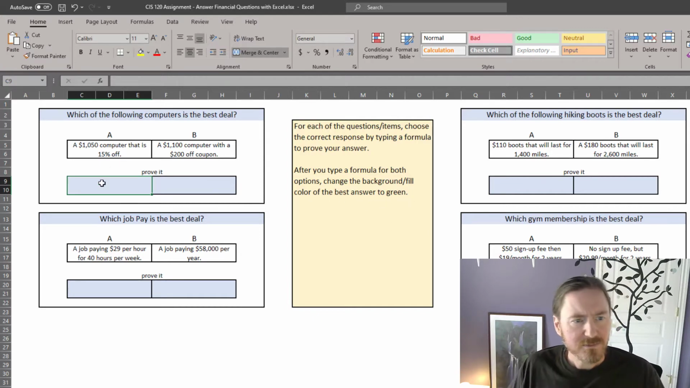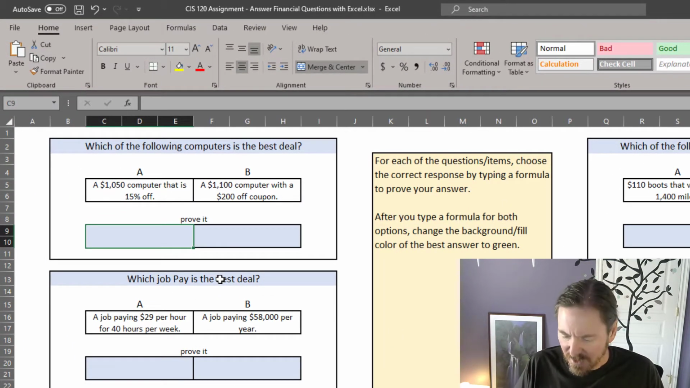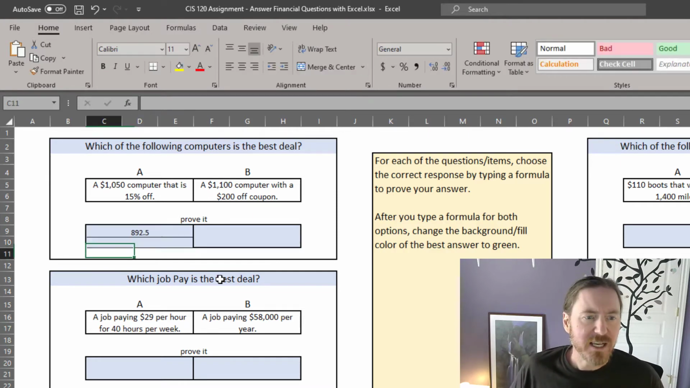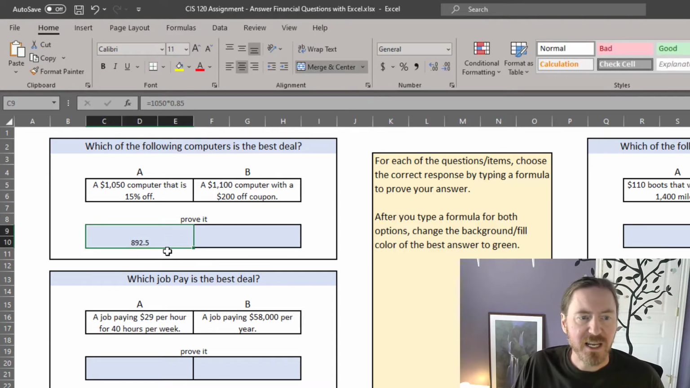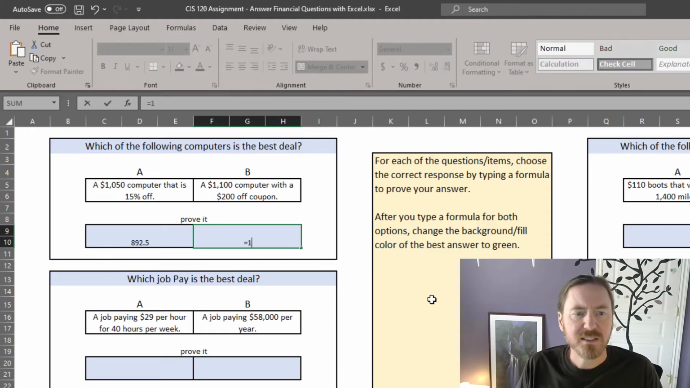Cool. All right, well, let's figure this out. If a computer is $1,050 and it's 15% off, and there's a couple ways we could write this, by the way, but what if I just take 1050 and I multiply that by 0.85, which is 85% of 100. 100 minus 15% is 85. That's going to let me know that this computer A is $892.50. Don't need to format it as currency or anything unless you just want to. All right, well, that's true. Let's try computer B. That's going to equal 1100 minus 200. I know you can do the math in your head, but I want you to use Excel and prove it.